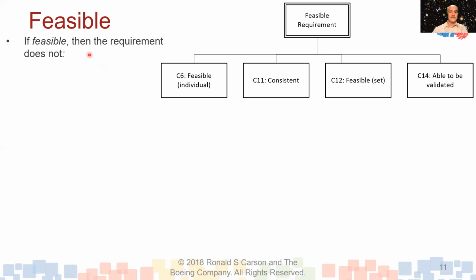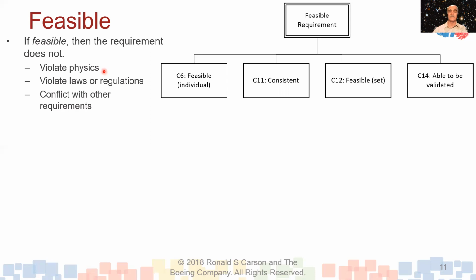But if the requirement is feasible, then the requirement does not violate the laws of physics, because it doesn't matter how much you need it. If it violates the law of physics, it's infeasible. You cannot have it. Or it violates laws or regulations. You would not be allowed to build, operate, or maintain something in a certain jurisdiction if it violated those laws or regulations. So it's infeasible, even if it's from an engineering standpoint, quite tractable.